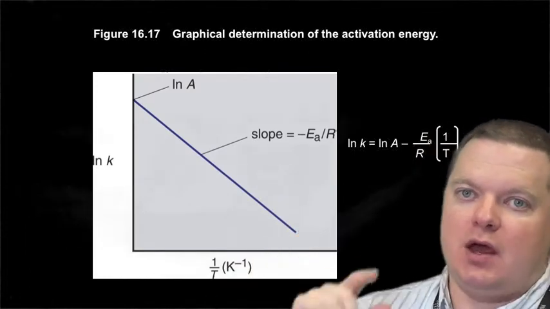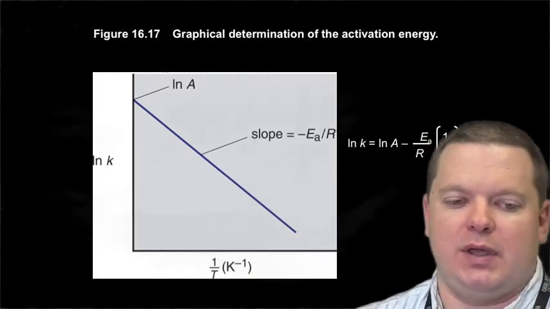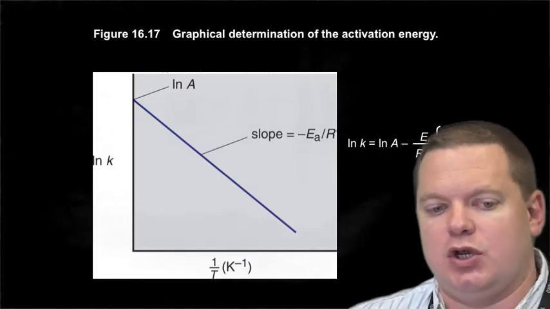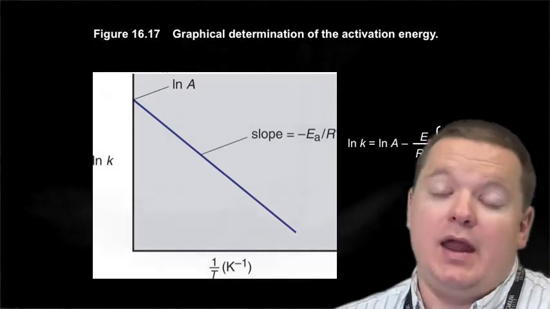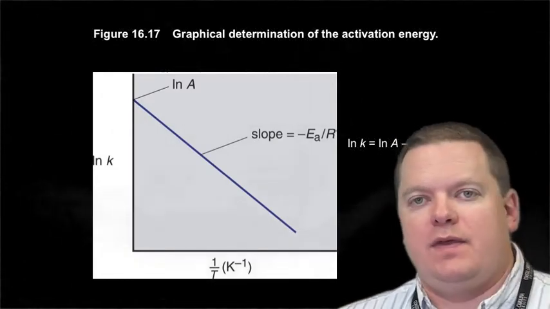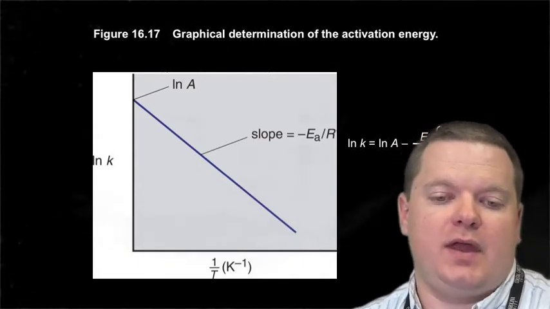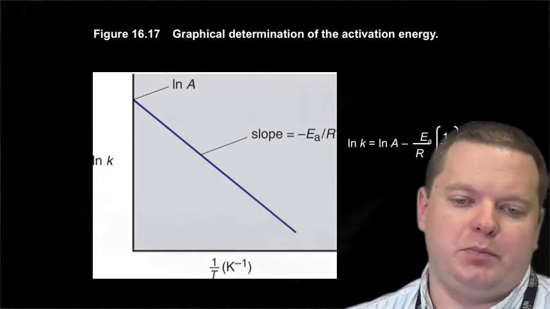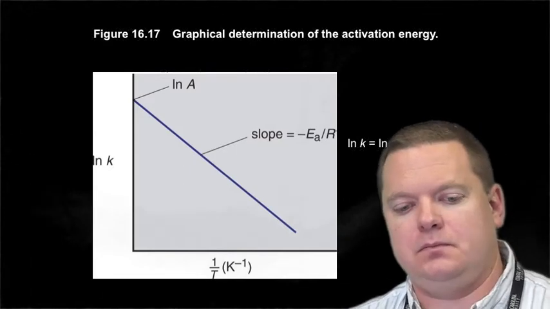Get 2 points on this line. The slope between those is going to be a negative activation energy over R. Again, we find a lot in these kinetic equations that graphing things will help simplify our math.